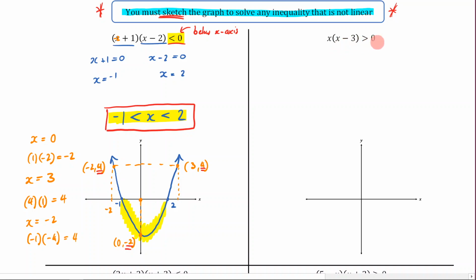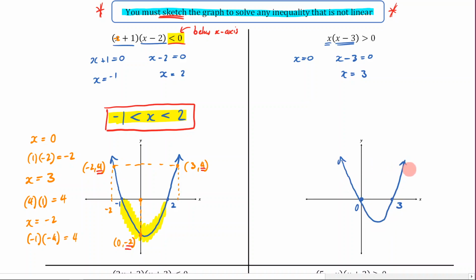Remember, whenever you get a quadratic inequality, you must sketch it. You have to sketch it. So I'm going to set this equal to 0, and I'm going to set this equal to 0. Remember, I'm doing this because I'm finding my x-intercepts. Well, this is already done. That's just telling me that x is equal to 0. And then this one, I have to solve it for x. That means this one will be 3. I then give it a sketch, like this.